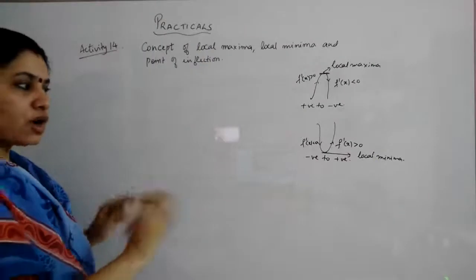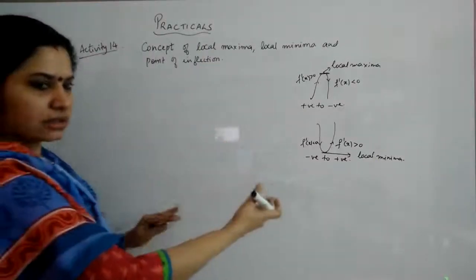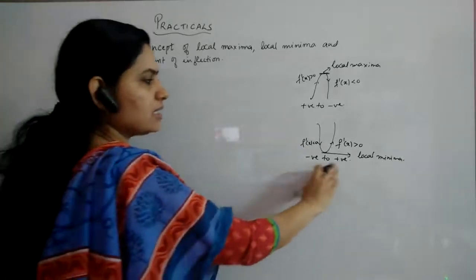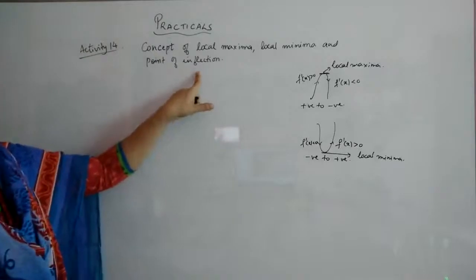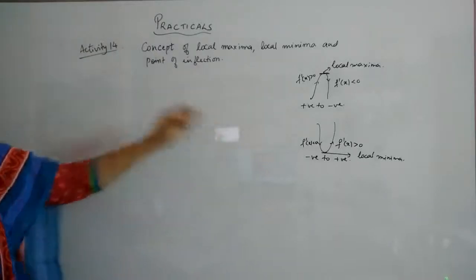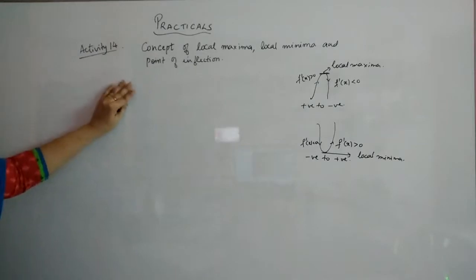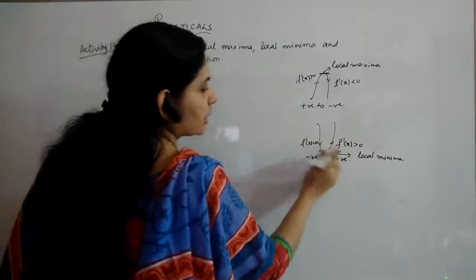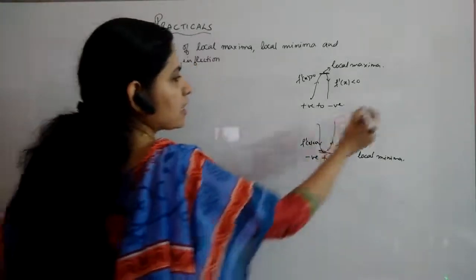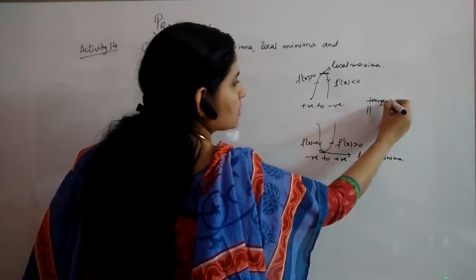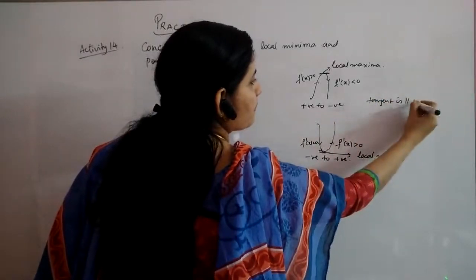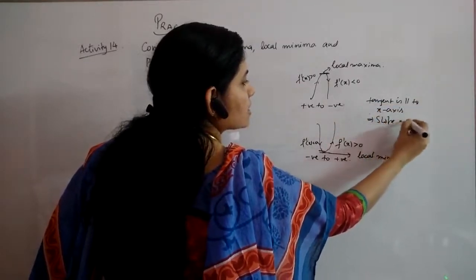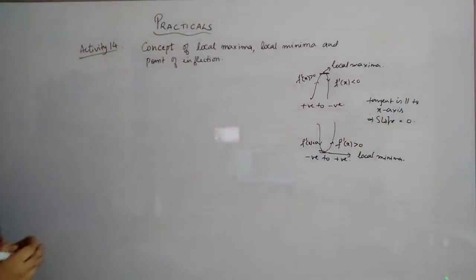And when a curve is not changing its sign, that is to the left and to the right you have the same sign, either positive or negative, you will say that it is a point of inflection. So these concepts you should know while doing this activity. And you should know one more thing, which is that the slope of a tangent at this point is 0. That is, when the tangent is parallel to the x-axis, at that time the slope of the tangent is 0. These concepts we will use here.